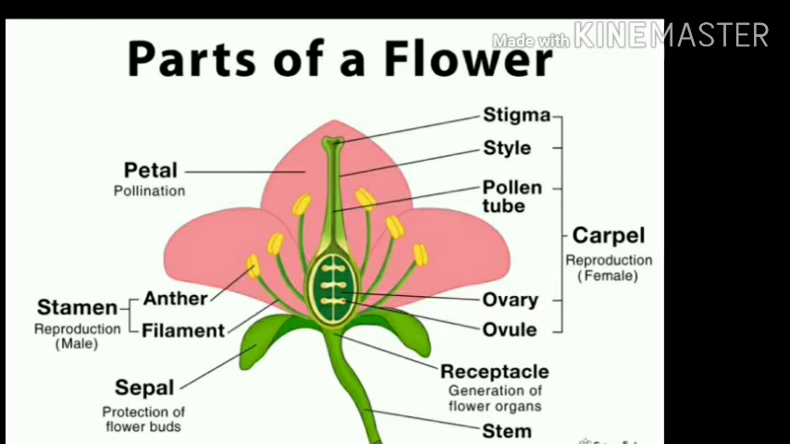In this video we are going to discuss the parts of a flower. So guys, basically a flower consists of four floral parts, which are also called four whorls. So there are sepal, petal, stamens as well as carpel.